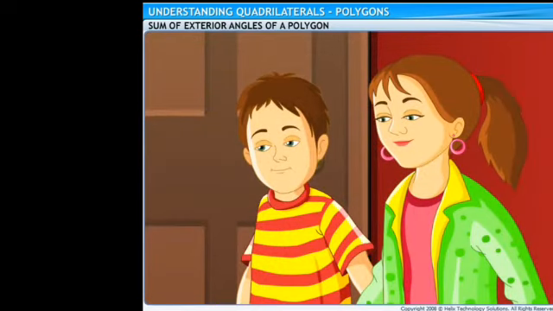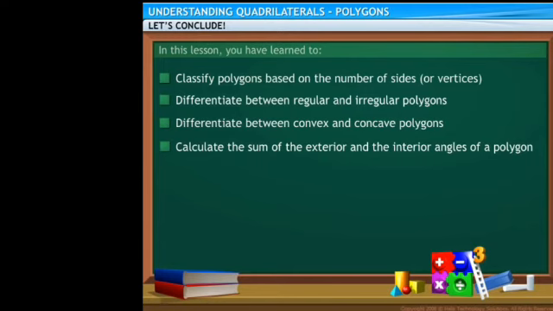So, Alice and John, this completes our short discussion on polygons. You have reached the end of this section. Before moving on to the next section, let's recap the key points covered.